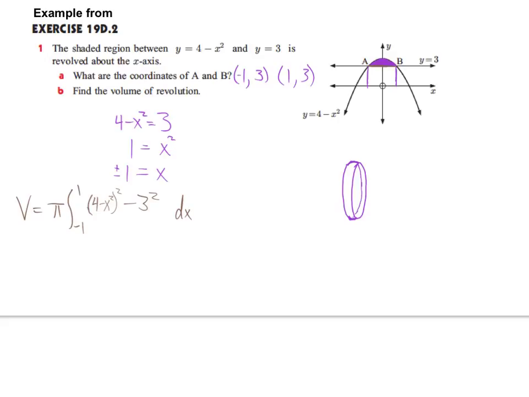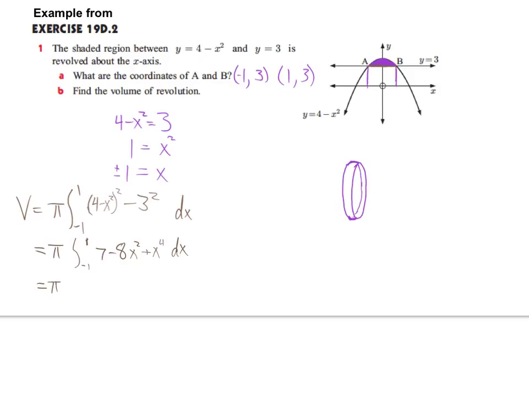So, let's take a look at what you guys did. What did you do first when you went to integrate this? I foiled. Yeah, we'd need to FOIL. It's not a linear function inside the square, and this isn't set up for u substitution, so we have to FOIL that out. We still have the pi. We take the integral from -1 to 1 of 16 minus 9, which is 7, minus 8x squared plus x to the 4th dx.